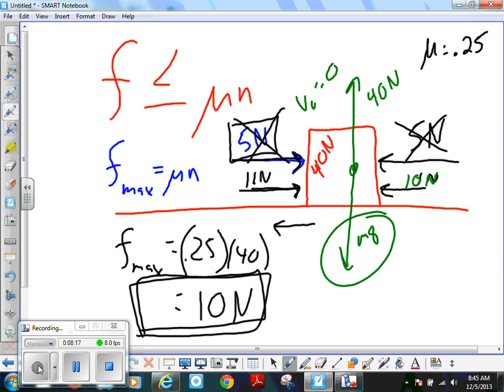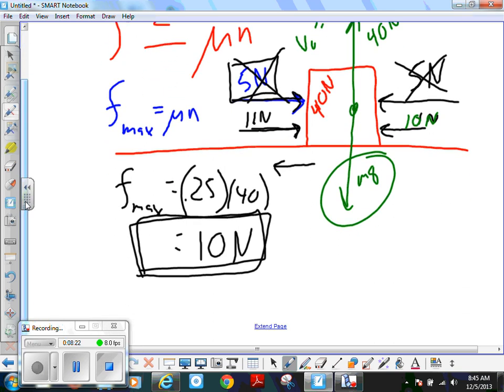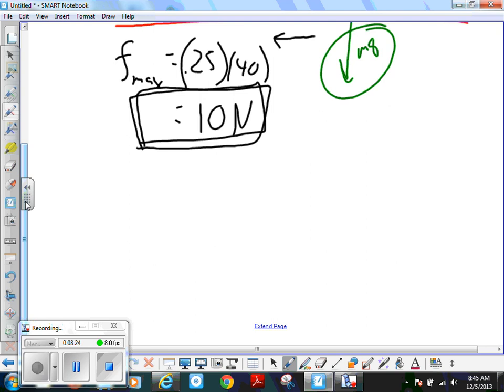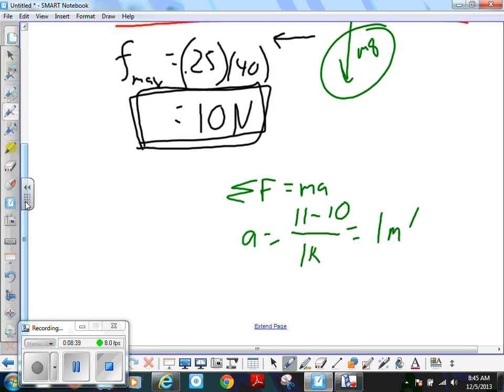So now in this case, the box is going to actually accelerate, okay? And how much is it going to accelerate? Well, the summation of forces causes the mass to accelerate. Our acceleration is 11 minus 10, right? Divided by 1 kilogram. So it's going to accelerate at 1 meter per second squared in the direction of the push.